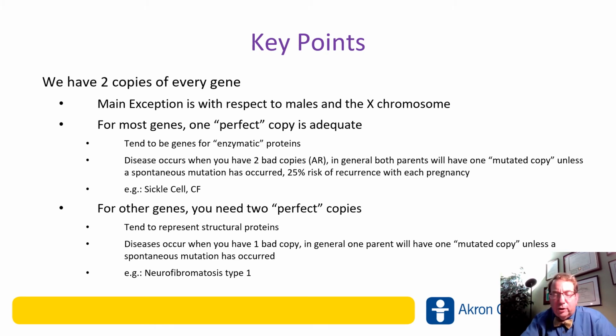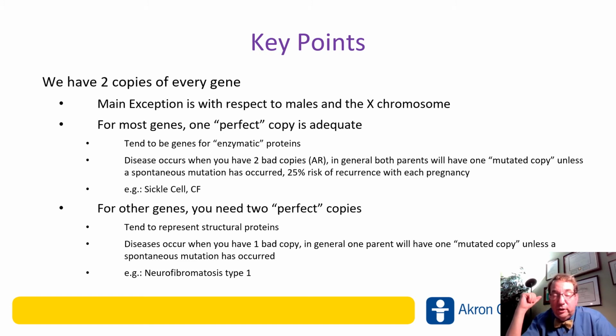A disease occurs when you have 2 bad copies, and these are referred to as autosomal recessive inheritance disorders. In general, one parent will have, or both parents will have mutated copies unless a spontaneous mutation occurred, and there's a 25% risk of recurrence with each pregnancy. Examples of autosomal recessive disorders are sickle cell anemia and cystic fibrosis.